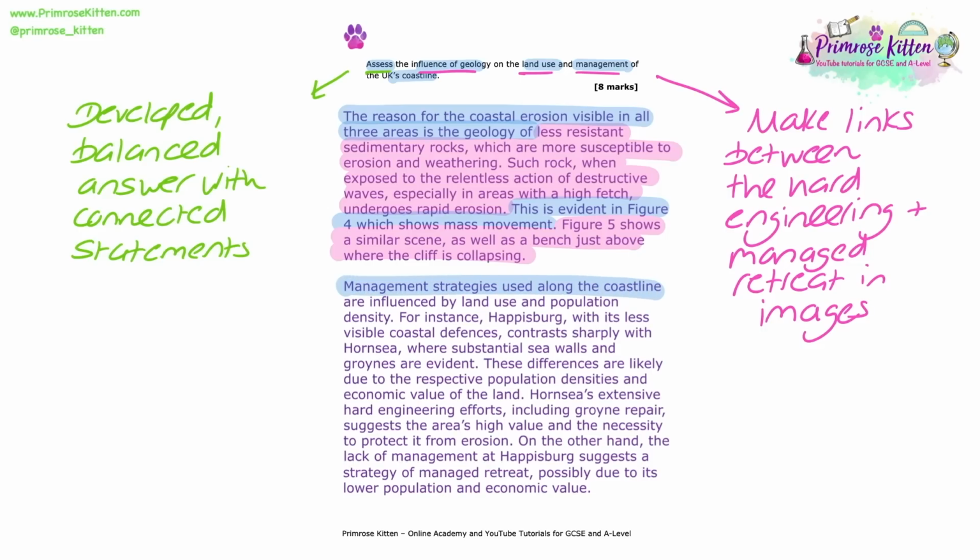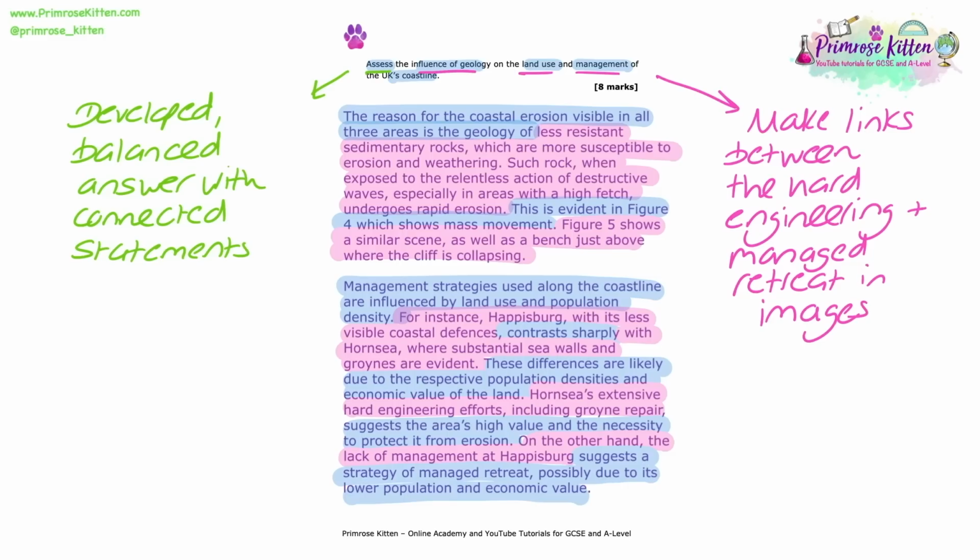Management strategies used along the coastline are influenced by land use and population density. For instance, Happisburgh, with its less visible coastal defences, contrasts sharply with Hornsea, where substantial sea walls and groins are evident. These differences are likely due to the respective population densities and economic value of the land. Hornsea's extensive hard engineering efforts, including groin repair, suggest the area's high value and the necessity to protect it from erosion. On the other hand, the lack of management at Happisburgh suggests a strategy of managed retreat, possibly due to its lower population and economic value.